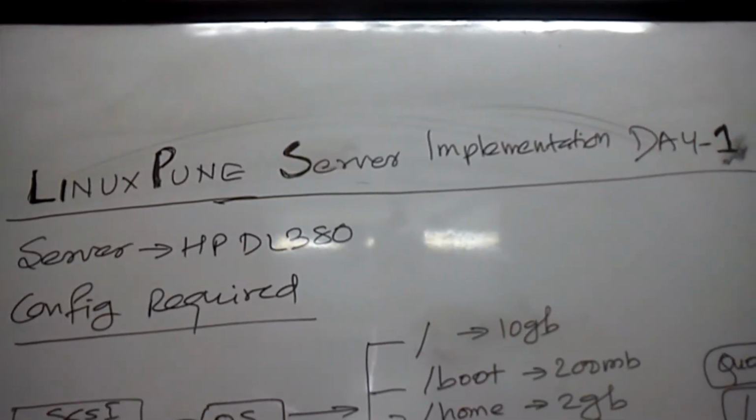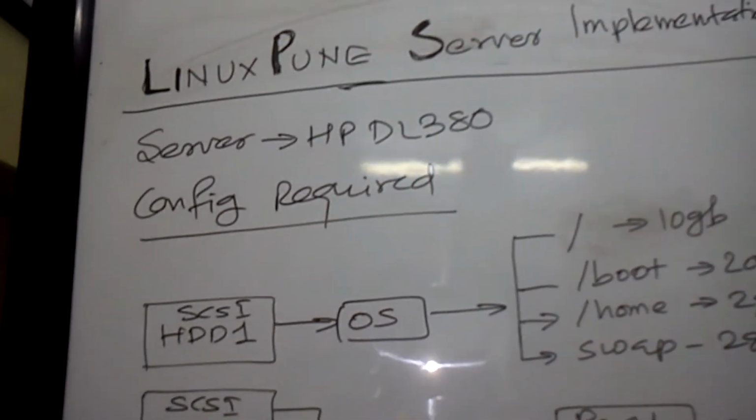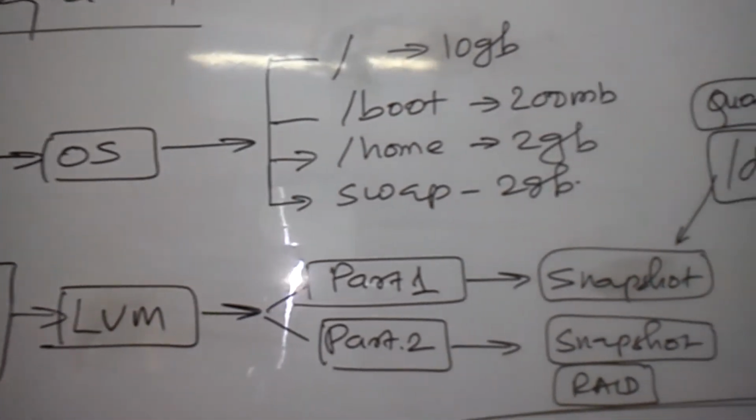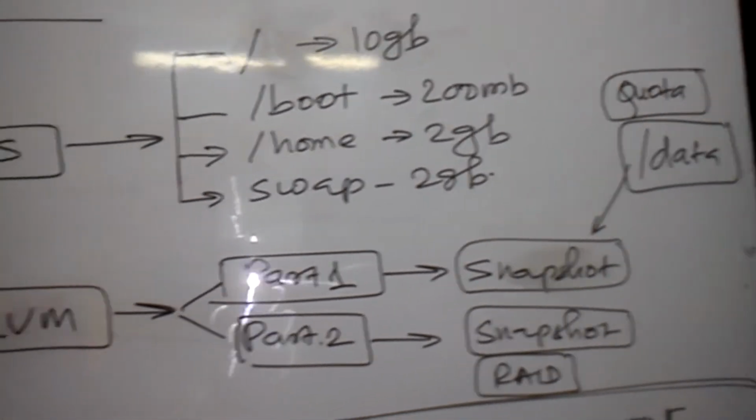Linux Pune server implementation day 1 for the student. So this is the DL380 server we are going to use. We have 3 hard disks. One we'll use for the OS, the rest 2 will be for the data. And this is the partition type we are going to use.